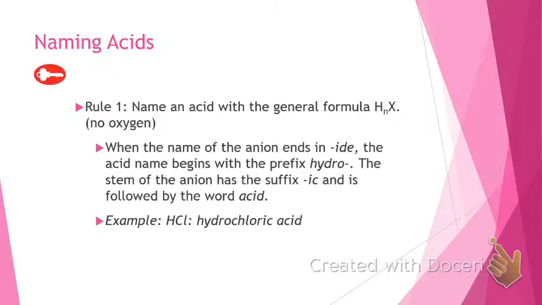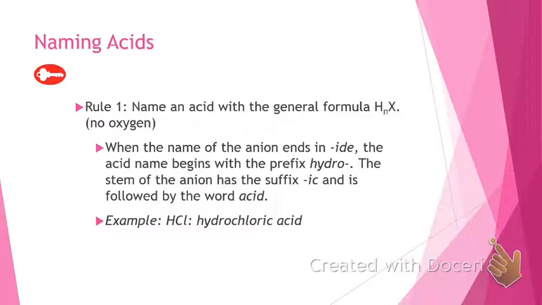Okay, you're going to have 3 rules for naming acids. Here's rule number 1. Name an acid with the general formula H subscript N X. Notice that there's no oxygen here. That X element can be filled in with any anion that ends in "ide", such as our halogens in group 7.